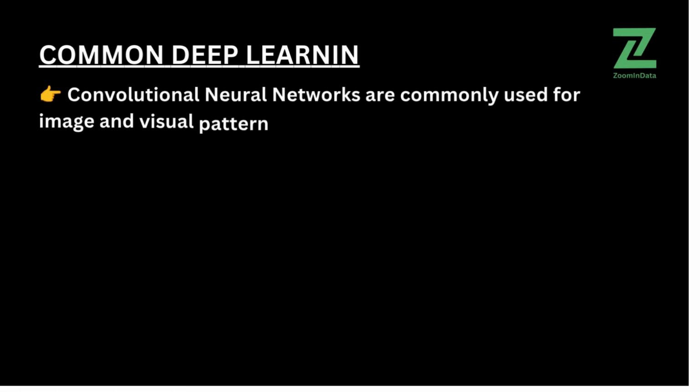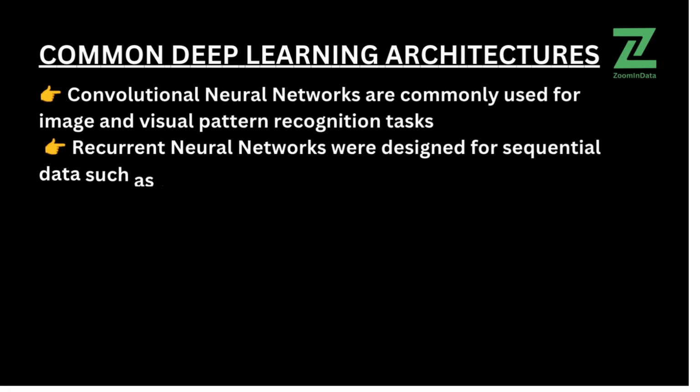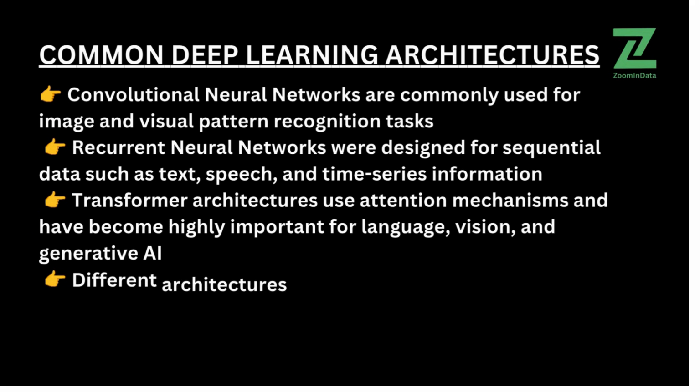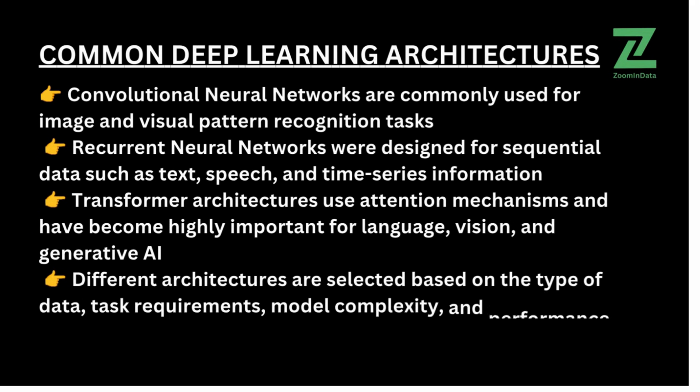Convolutional neural networks are commonly used for image and visual pattern recognition tasks. Recurrent neural networks were designed for sequential data such as text, speech, and time series information. Transformer architectures use attention mechanisms and have become highly important for language, vision, and generative AI. Different architectures are selected based on the type of data, task requirements, model complexity, and performance goals.